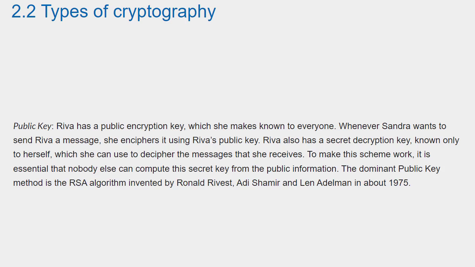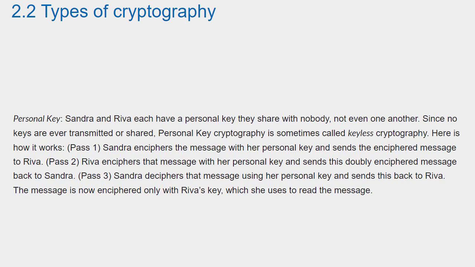Public key. Reva has a public encryption key, which she makes known to everyone. Whenever Sandra wants to send Reva a message, she enciphers it using Reva's public key. Reva also has a secret decryption key, known only to herself, which she can use to decipher the messages that she receives. To make this scheme work, it is essential that nobody else can compute this secret key from the public information. The dominant public key method is the RSA algorithm, invented by Ronald Rivest, Adi Shamir, and Len Adelman in about 1975.